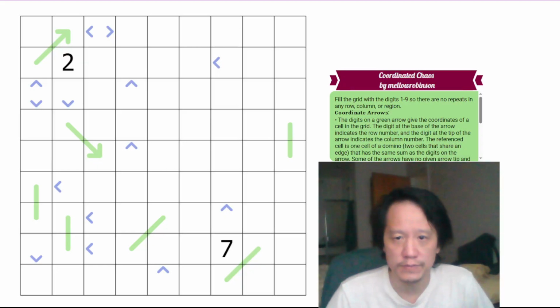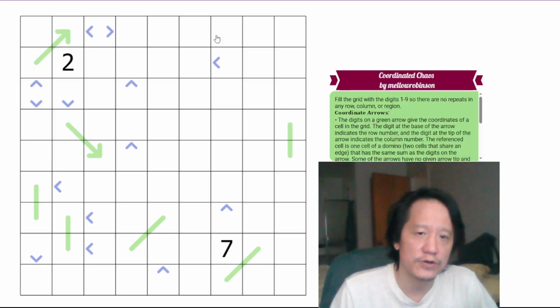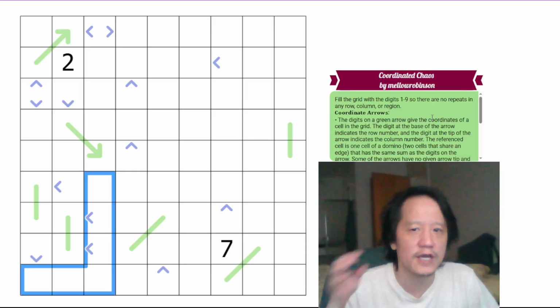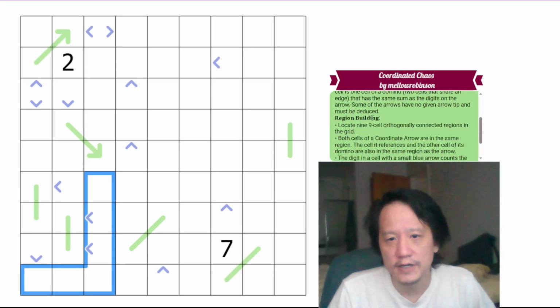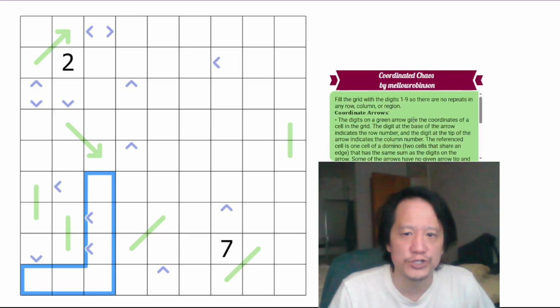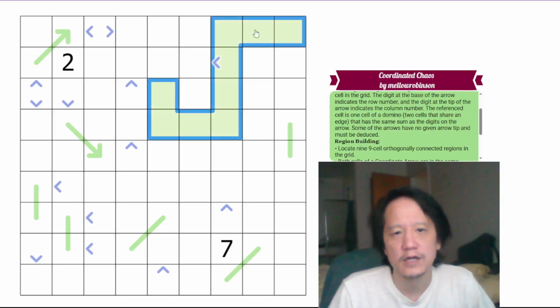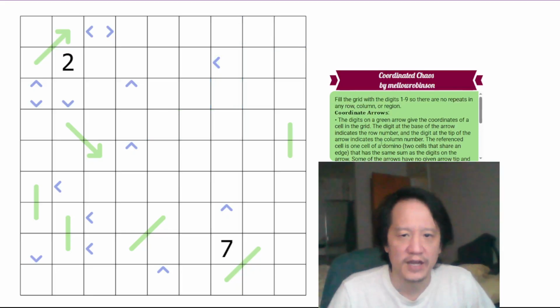And here are the rules. We fill the grid with the digits 1 through 9 so that there are no repeats in any row, column, or region. And I think this is chaos construction, so that's why it's chaos. He has something for region building. So this is chaos construction. The regions are basically going to be orthogonally connected regions of 9 cells. So this could potentially be a region. Let's get to the order of the rules that they have.